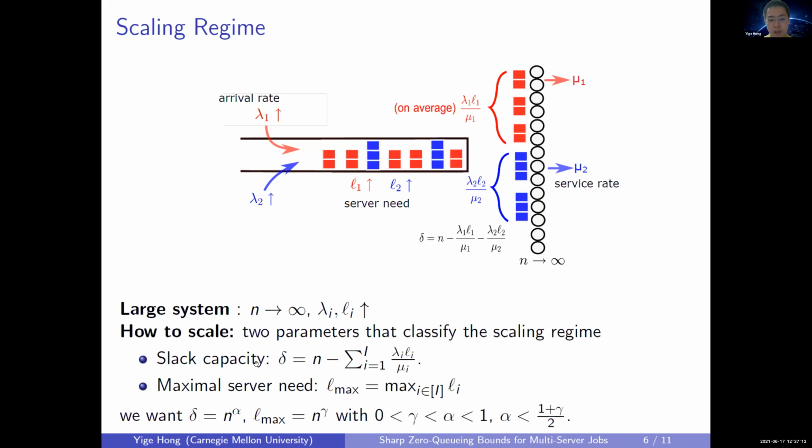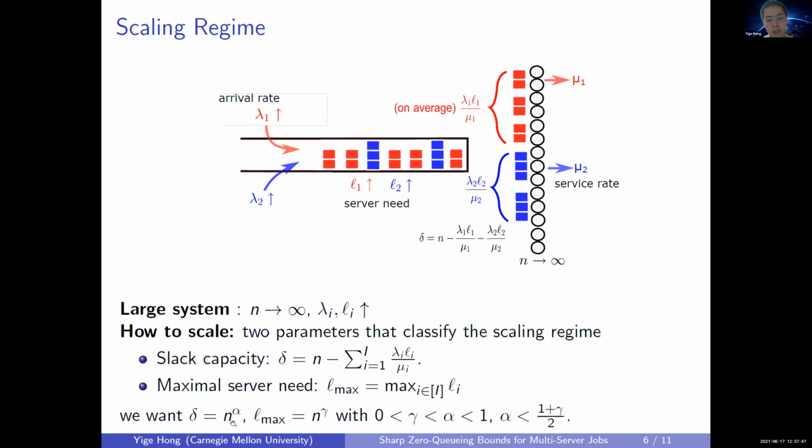We define 2 parameters. One is the slack capacity delta, which intuitively means the expected number of idling servers. And the other parameter is the maximal server need, Lmax, which is just the maximum of the server need. We want the system parameters, n, L, and lambda to scale up in a way so that the slack capacity is equal to n to the power of alpha, and the maximal server need is n to the power of gamma.